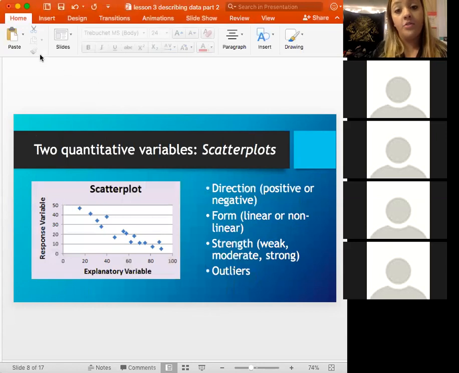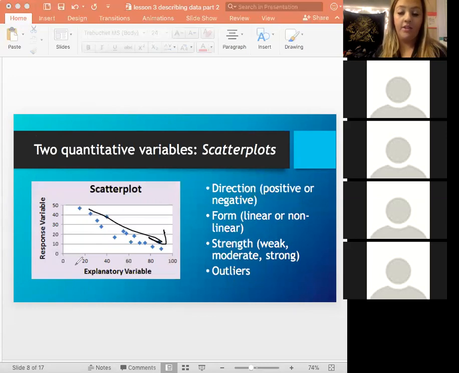Okay, so then if you have two quantitative variables, you can show them on a scatter plot. This is something that we use often because it can show us trends in the data. So your direction is either positive or negative. If we use this one as an example, this is going to be negative, because you always want to make sure you're going from left to right. Some people struggle with that because they see it the other way, but you always want to draw your line from left to right. That'll tell you. So this one's going to be negative.